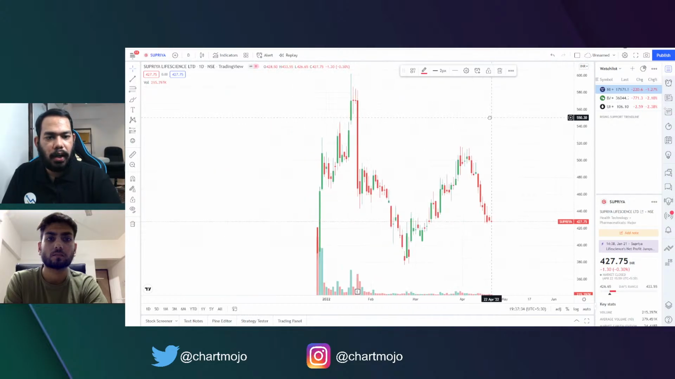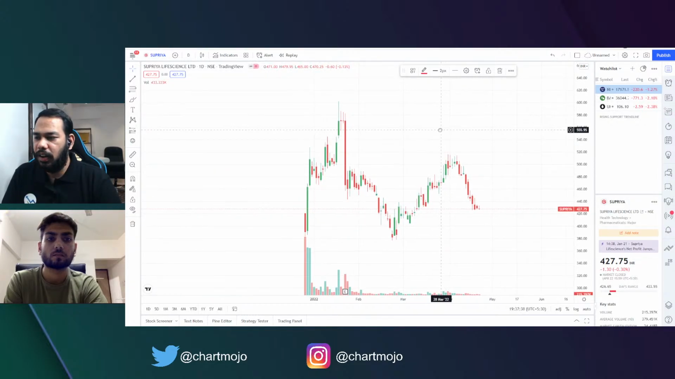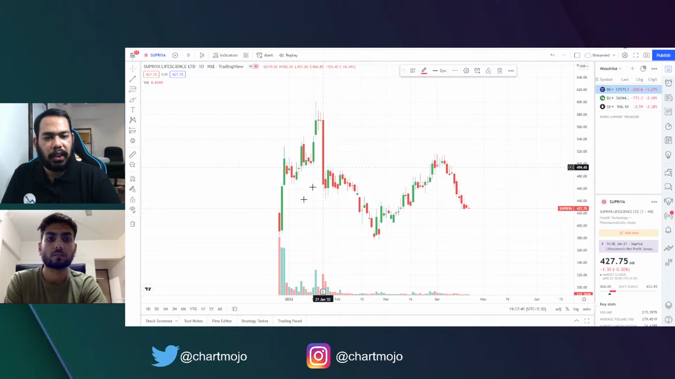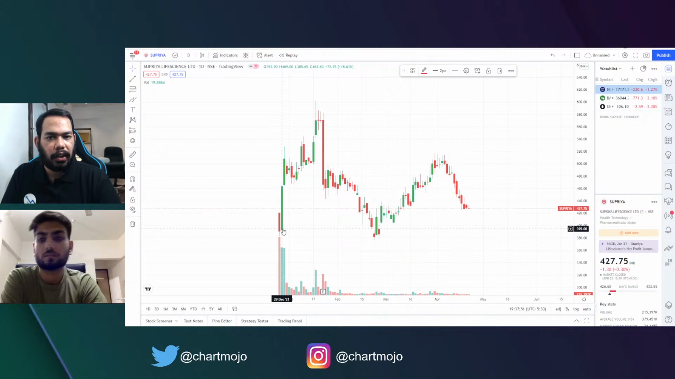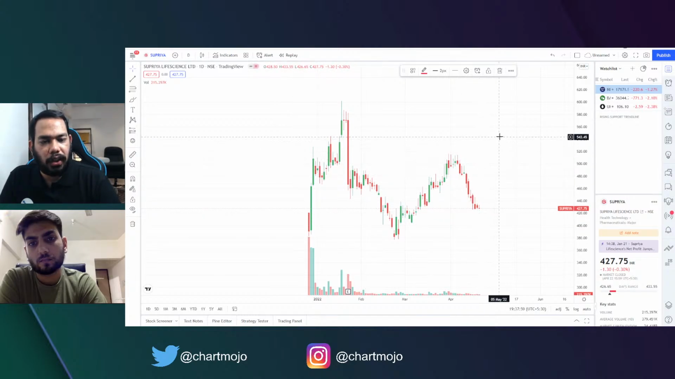Now, right now, if we see this particular counter, the data is quite less. I think it was listed around January here. So right now, I don't think any long can be taken on this particular chart.